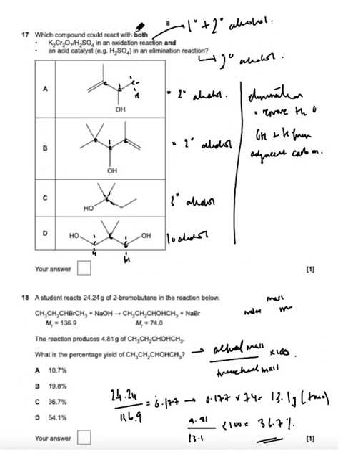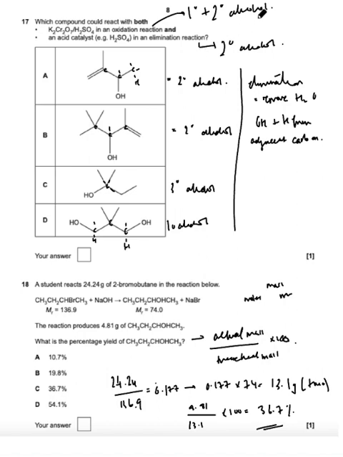Which compound could react with both potassium dichromate and sulfuric acid as the catalyst here, an oxidation reaction, and an acid catalyst, so again, sulfuric acid in the elimination reaction, right? So this one's probably the easiest one, the top one. Potassium dichromate, whenever we see that, that's an oxidation reaction, as mentioned here. And oxidation happens only in primary and secondary alcohols. Primary alcohols will turn into aldehydes and then carboxylic acids, whereas secondary alcohols will turn into ketones. And so automatically anything with a tertiary alcohol is removed.